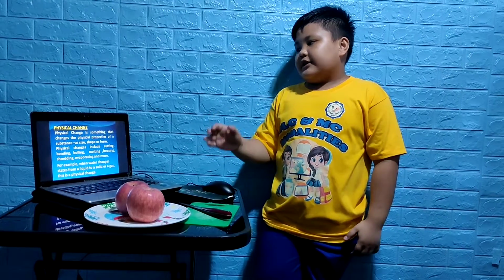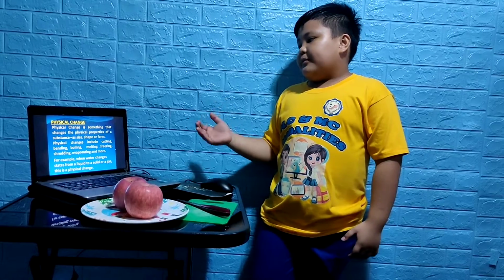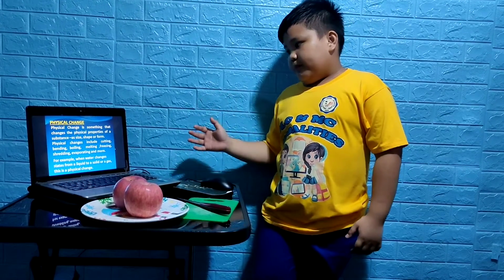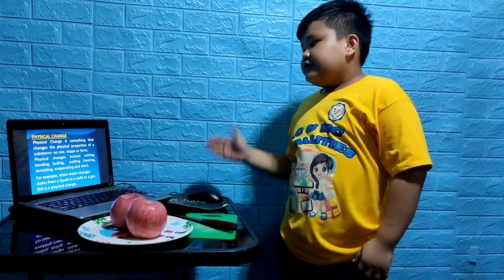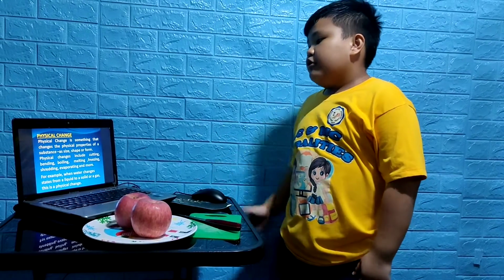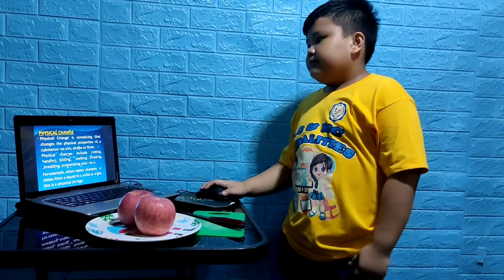Physical change. Physical change is something that changes the physical properties of a substance, such as shape or form. Physical changes include cutting, bending, boiling, melting, freezing, shredding, evaporating, and more. For example, when water changes state from a liquid to a solid or a gas, this is a physical change.